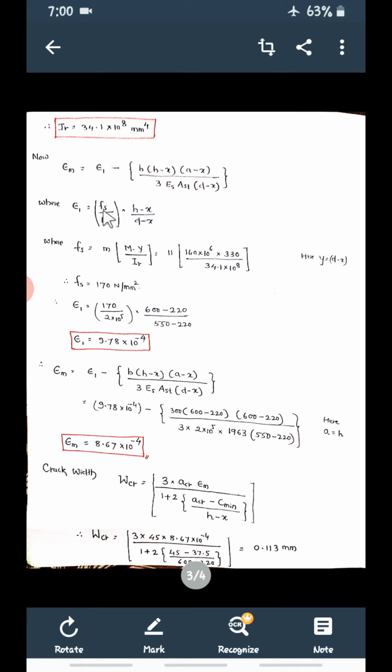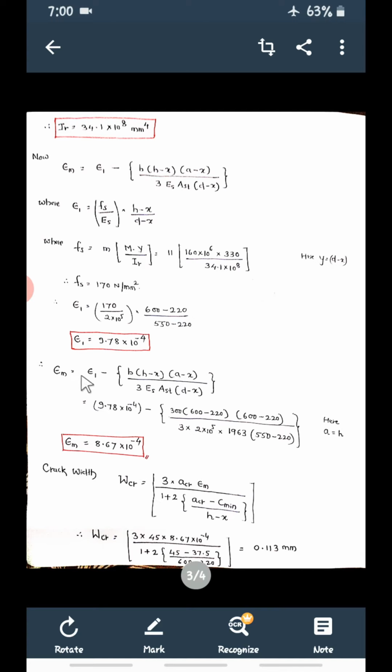This fs we have calculated. So fs is known, Es is known, h and x are known, calculate epsilon 1. Therefore epsilon 1 is equal to 170 divided by 2 into 10 raised to 5, into h is 600, that is overall depth 600, minus neutral axis depth 220, divided by (d minus x). So this epsilon 1 is 9.78 into 10 raised to minus 4. This is strain, no unit. So this value is known now. All these terms are known, calculate epsilon m.